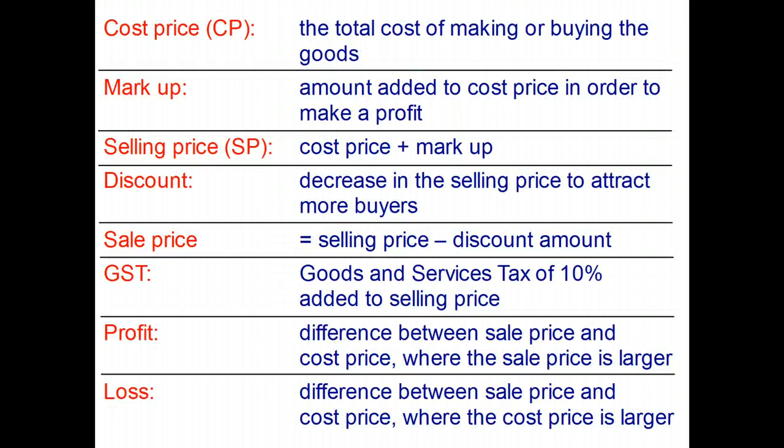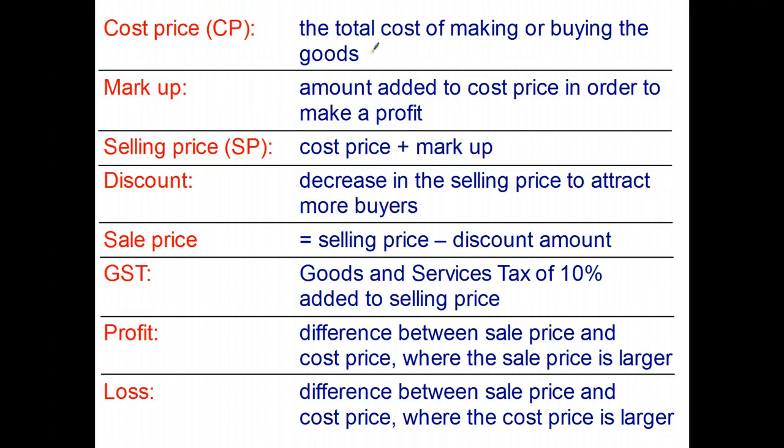So first off, we need to look at some of the terminology. Now, financial mathematics is basically the mathematics of buying and selling, and we're pretty much interested in the retailer's point of view. So for example, the cost price is the total cost of making or buying the goods, and that's basically the retailer purchasing the goods.